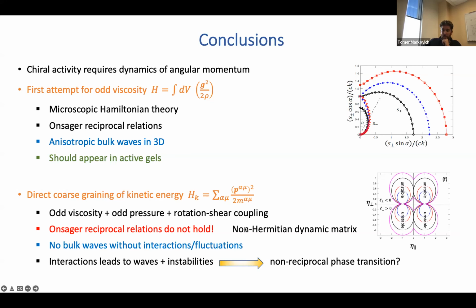And we find that the dynamical matrix is non-Hermitian. So Onsager relations are broken just by the fact that I have angular momentum. And then we also find that we don't have any bulk waves if we don't have any interactions, unlike the first model. But if we have interaction, we have waves and instability regions. So maybe we have a non-reciprocal phase transition. So that's it. I want to finish.